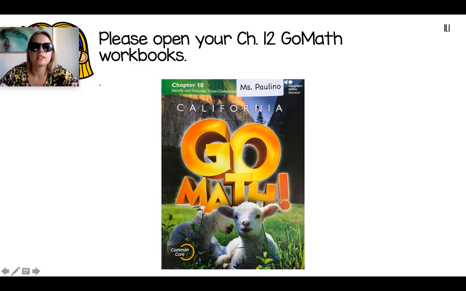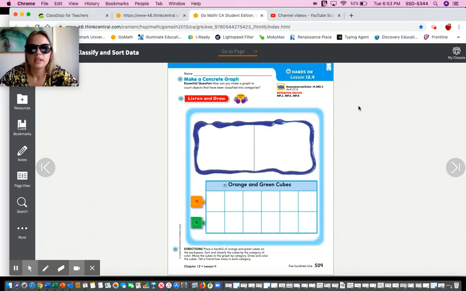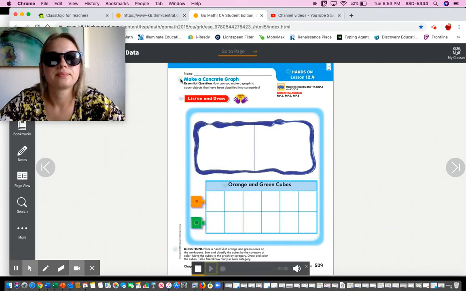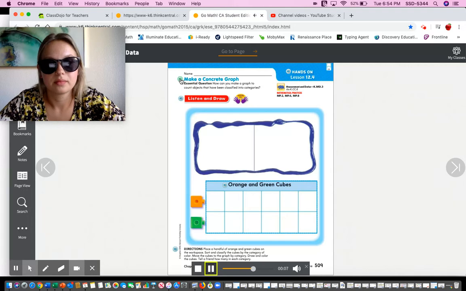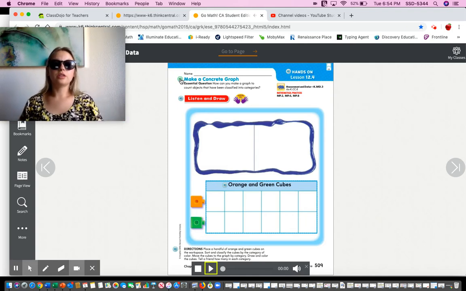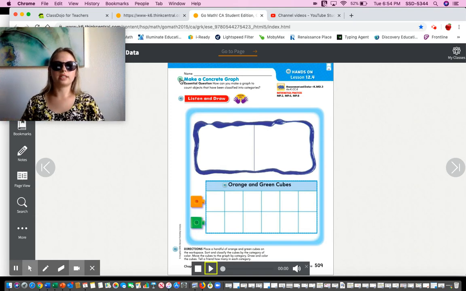Nice job. Okay, let's go ahead and open our Chapter 12 Go Math workbooks, and you're going to open to this page here, which is page 509, and your bookmark should already be on it. And the title of this lesson is Make a concrete graph. Essential question. How can you make a graph to count objects that have been classified into categories? So remember how we separated our orange and green cubes? We separated them into orange and green, and then we graphed them. That was the first graph we did.